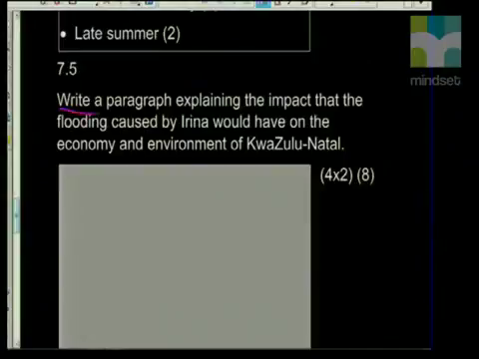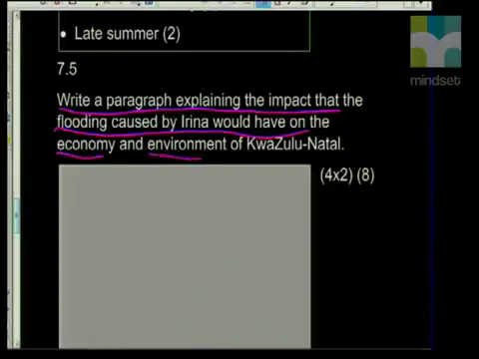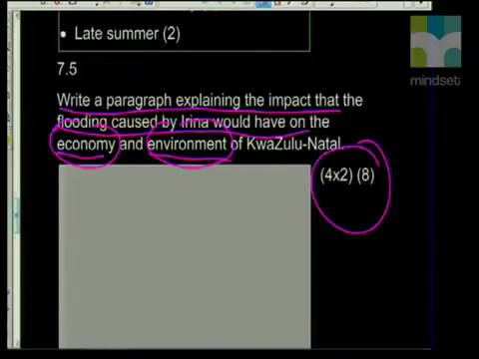Now, last little question. Write a paragraph explaining the impact of flooding caused by Irina on the economy and the environment. Look at this, 2 things here: economy and the environment. Please note, learners, you can explain 4 points, but it must include the economy and the environment. The impact: what damage is it causing to them?